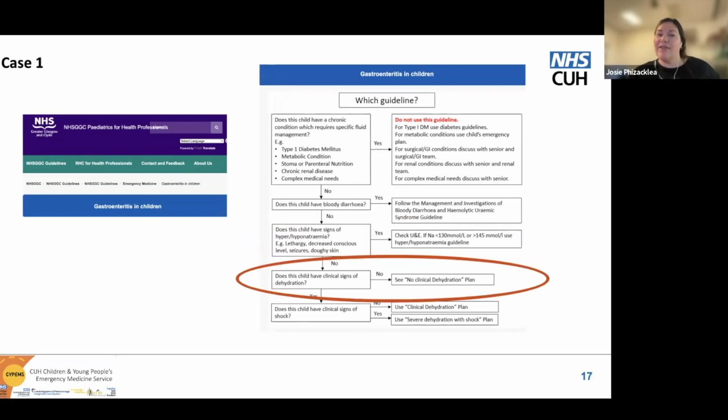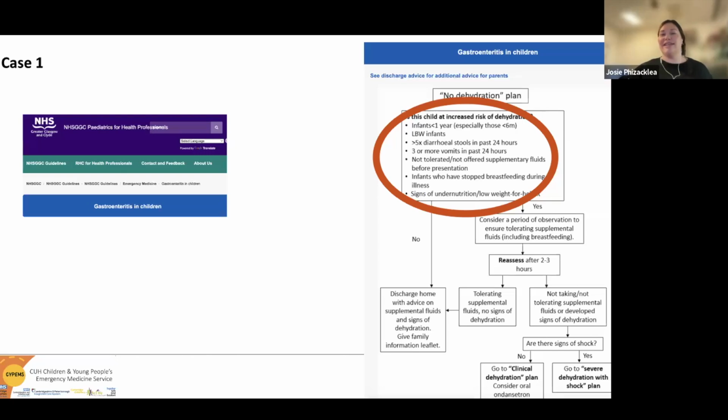So if they have no signs of dehydration, this is quite useful for those over 1 year. I think in our trust, all under 1 year have to be discussed anyway with either an ED consultant or a PEDS reg. But if you're thinking of discharging those over 1 year who aren't low birth weight, who've had less than 5 diarrhea stools in the past 24 hours, and who have had 3 or more vomits, then there's the criteria here for whether you consider a period of observation and reassess after 2 to 3 hours. So this is all doable within the ED. They're tolerating the fluid challenge and you're discharging them with their advice leaflet.